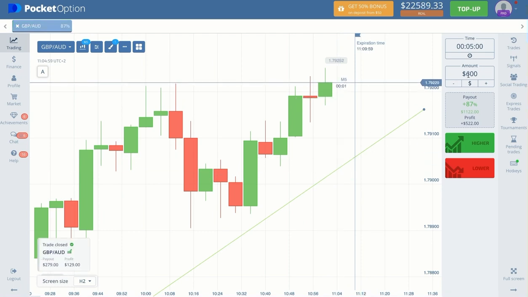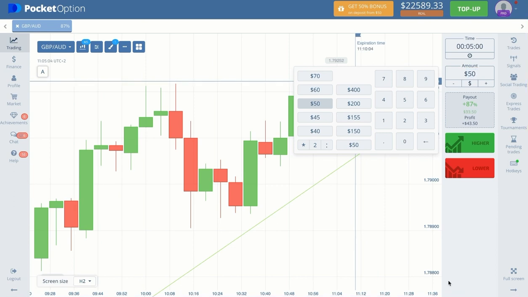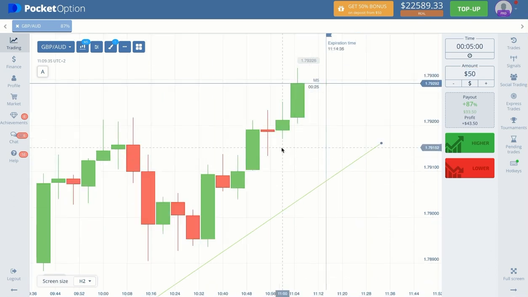Perfect. We won with Martingale 1. We took some profit and also recovered our loss from the last trade. Let's step into the next signal.